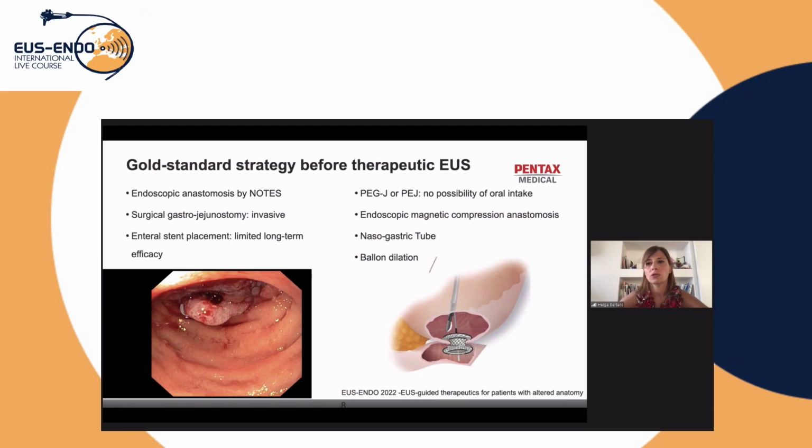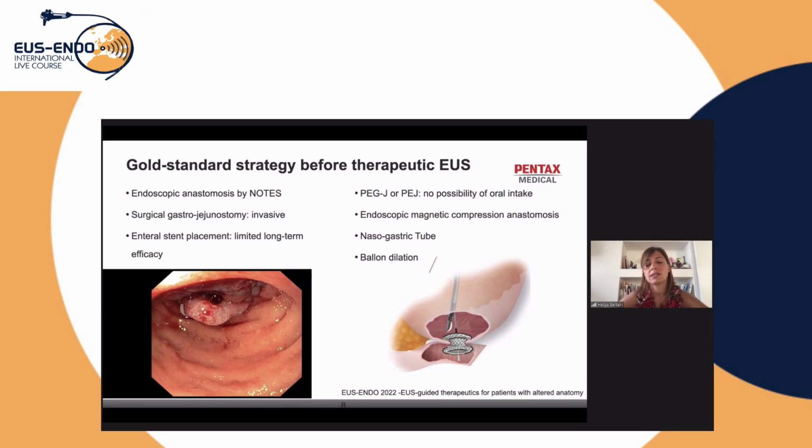Surgery, of course, is not for all patients because it's an invasive technique, and not all patients are fit for surgery, because in oncologic patients it is too invasive, or there is peritoneal disease that makes surgery not possible. And so we used, and we are still using, enteral stent placement in the majority of these patients.